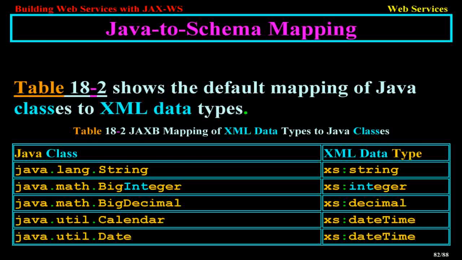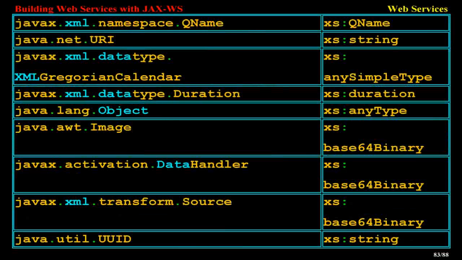java.util.Date, xs:dateTime; javax.xml.namespace.QName, xs:QName; java.net.URI, xs:string; javax.xml.datatype.XMLGregorianCalendar, xs:anySimpleType; javax.xml.datatype.Duration, xs:duration; java.lang.Object, xs:anyType; java.awt.Image, xs:base64Binary; javax.activation.DataHandler, xs:base64Binary; javax.xml.transform.Source, xs:base64Binary; java.util.UUID, xs:string.